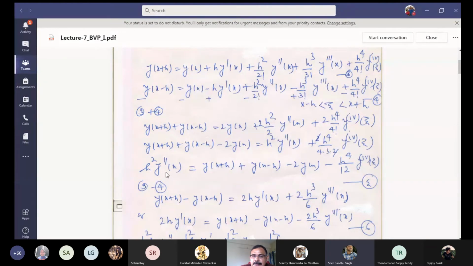Yes, sir. Okay. Now, everybody writes the differential equation. Write down the second order differential equation y double prime equal to 2. I will show this slide, don't worry. Write down y double prime equal to 2.